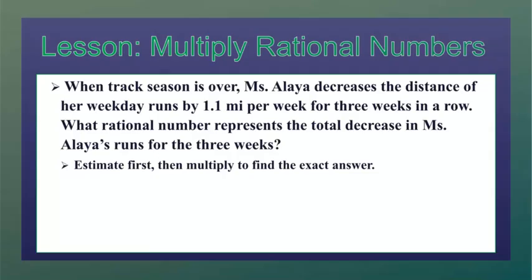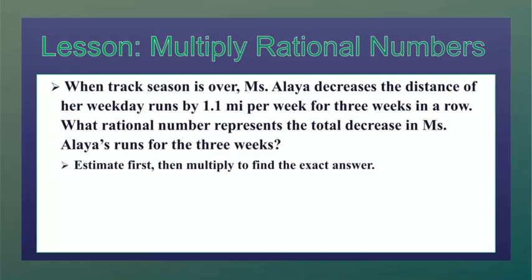When track season is over, Miss Alea decreases the distance of her weekday runs by 1.1 miles per week for 3 weeks in a row. What rational number represents the total decrease in Miss Alea's runs for the 3 weeks? First, we're going to estimate, and then we're going to multiply to find the exact answer.